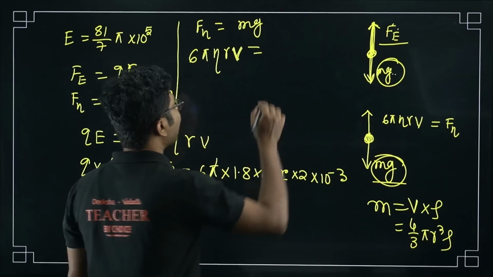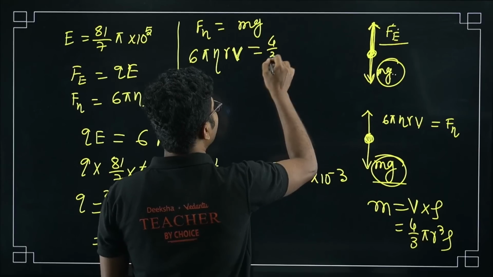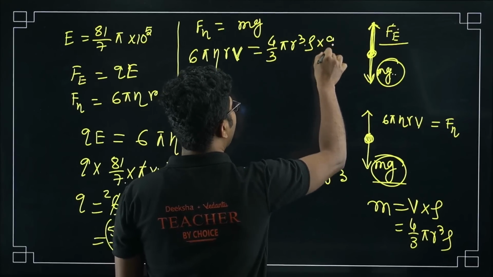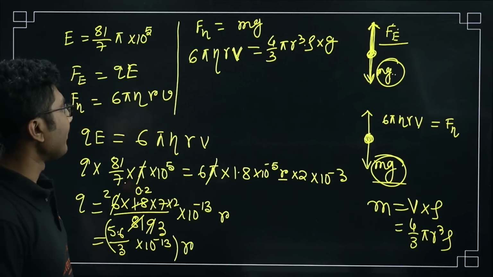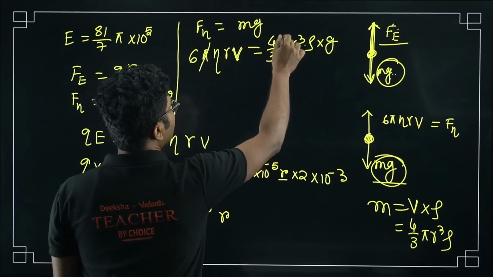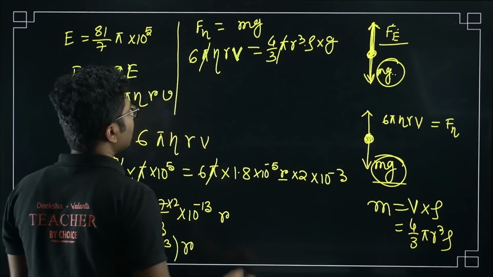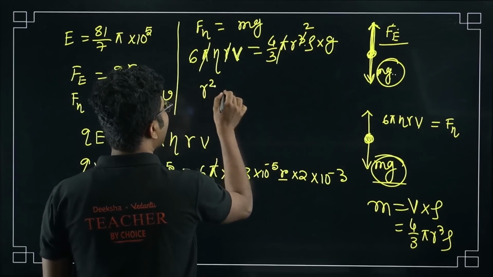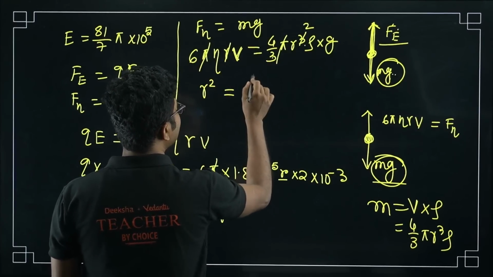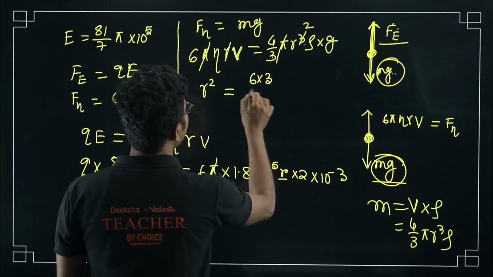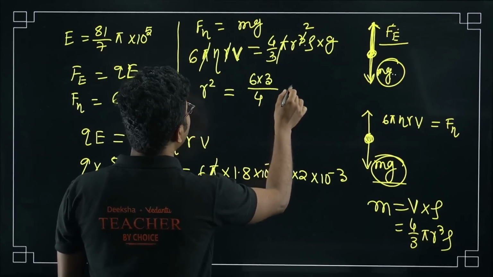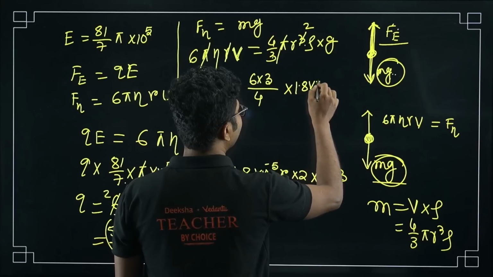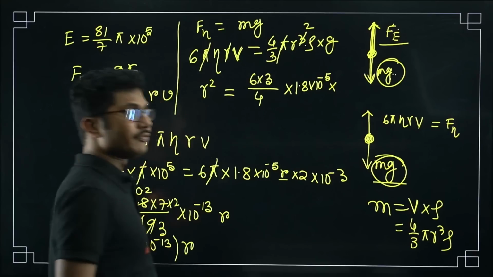Okay, so you have to put that value here as well: 4/3 pi small r cube into rho and g. Using this you can calculate; one of the r will be cancelled, and you get r square over here. So r square equals 6 into 3 divided by 4, into eta. Eta is 1.8 into 10 to the power of minus 5. Tiny spherical ball, so it will be very, very small.